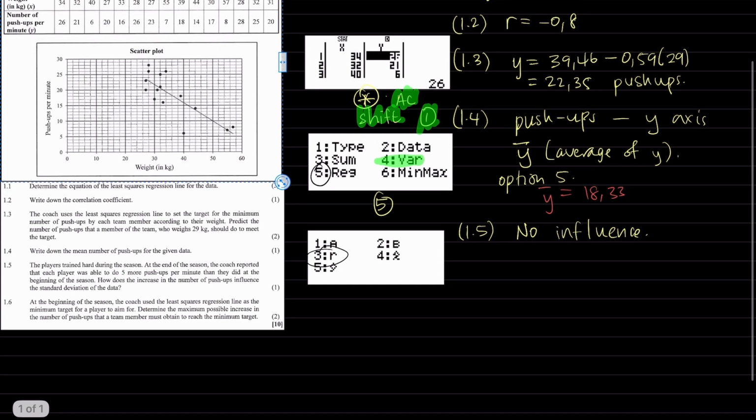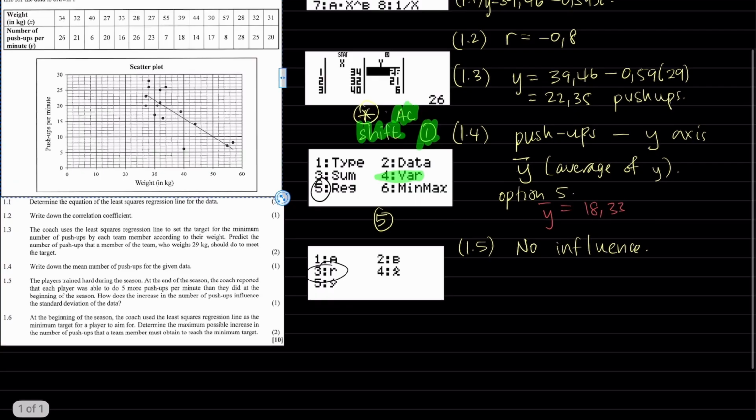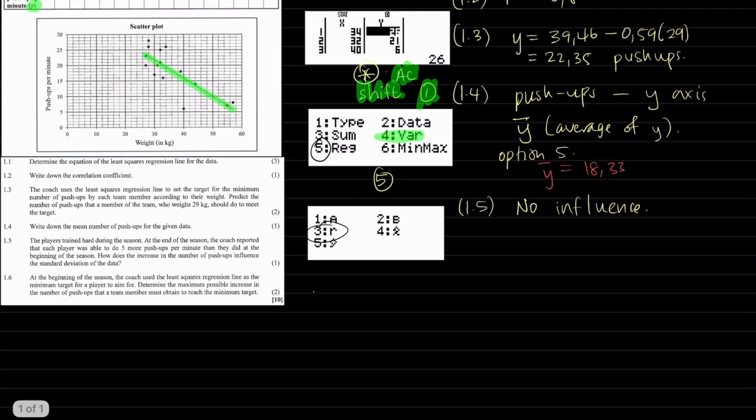And now the last question, question 1.6. At the beginning of the season, the coach used the least square regression line as the minimum target for a player to aim for. Determine the maximum possible increase in the number of push-ups that a team member must obtain to reach the minimum target.